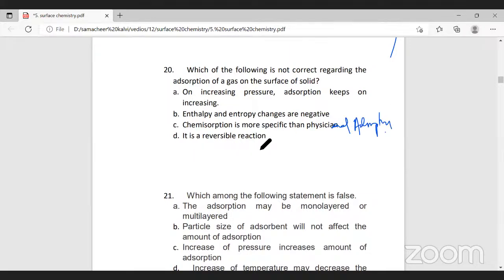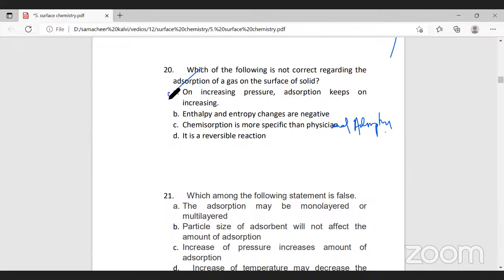Typing it up. It is a reversible reaction. So they've not given what type of adsorption here. They've generally said, which of the following is not correct regarding the adsorption of gas on the solid surface? The answer for this is option A.